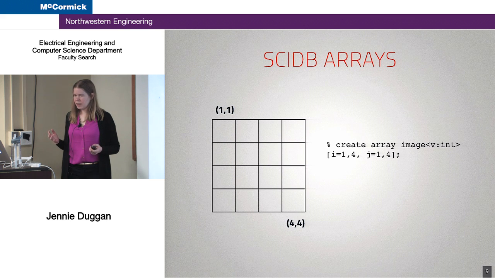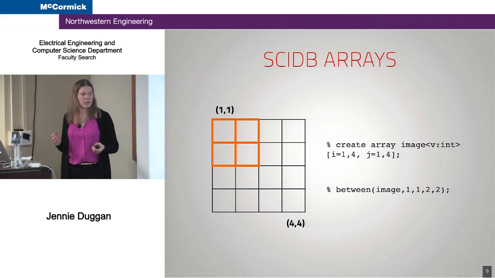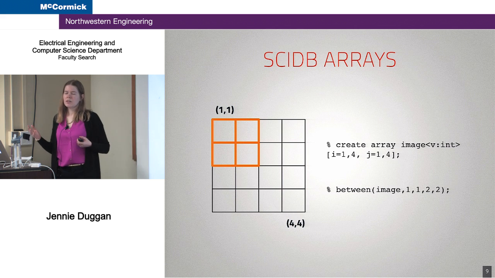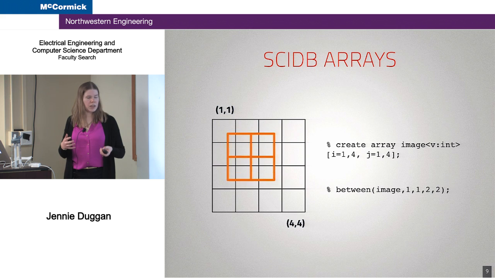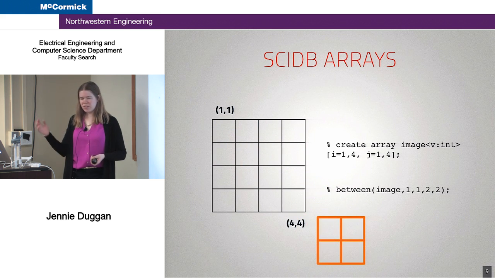So say that the scientist now wants to select the upper left-hand corner, then he'll issue a between query, which will select this subarray from the image. After that, it produces a new image, which conforms to the same schema as was defined before. This makes the results comparable, easy to pass around, and the process of managing it more seamless for the user.